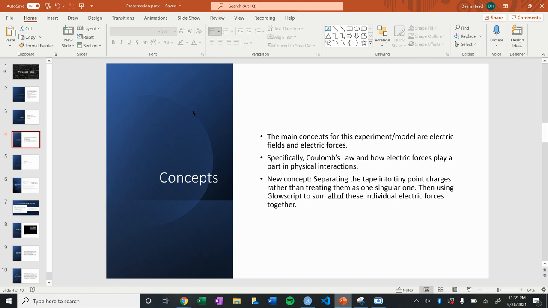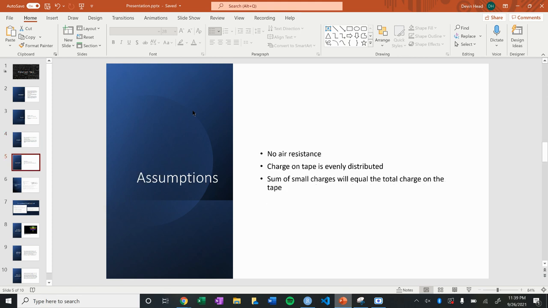And the new concept is going to be separating the tape into tiny point charges rather than treating them just as one singular one. And we're going to be using GlowScript to model that. The assumptions we're making are there is no air resistance, and the charge on each tape is evenly distributed, and the sum of all the small charges will equal the total charge on the tape.